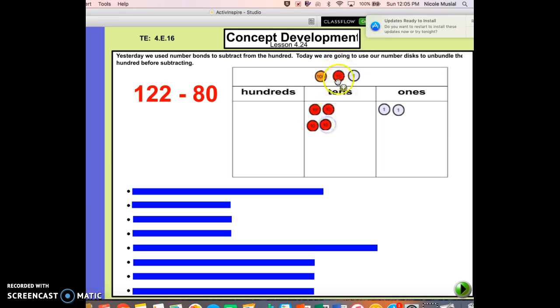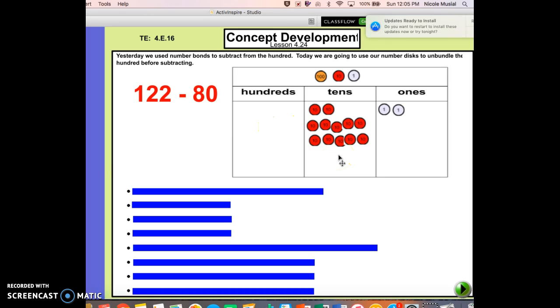10, 20, 30, 40, 50. Remember, they're always going to be in groups of 5. 60, 70, 80, 90, and 100. So now I have 2 ones and 12 tens. And remember, I just unbundled them. I took this 10 right here. They were 100 and I took them apart and I unbundled them.